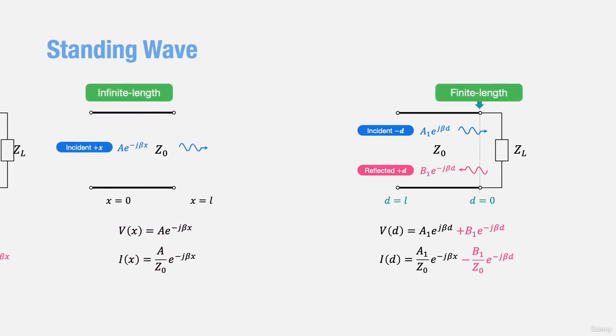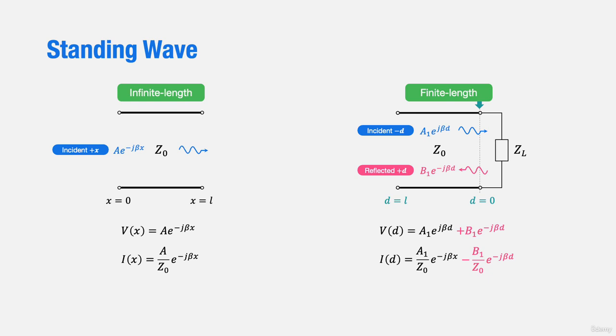Let's look at the picture on the left. This depicts an infinite line with only the incident wave, a times exponential to negative j beta x. We can focus solely on the voltage wave, which has a constant amplitude of a. The right figure illustrates the scenario where the line has a finite length. We observe that at various positions d along the line, two waves are synthesized, one in the negative d direction for the incident wave, and another in the positive d direction for the reflected wave.